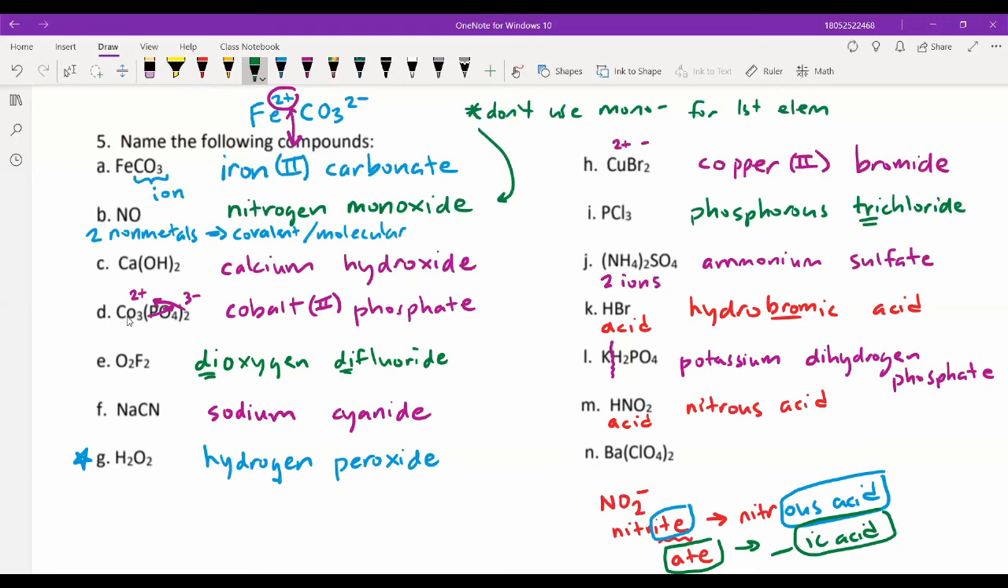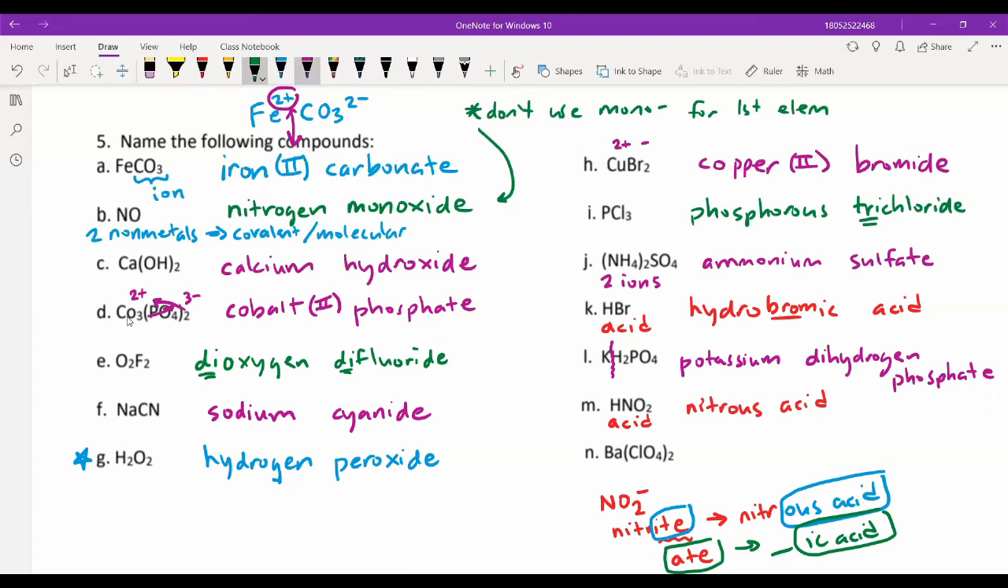Okay, so if it has oxygen, then just base it on the name of the anion. So it's H and then some anion. That anion name will determine the name of the acid. Hope that makes sense. Again, the more practice you do, the more it'll sink in.